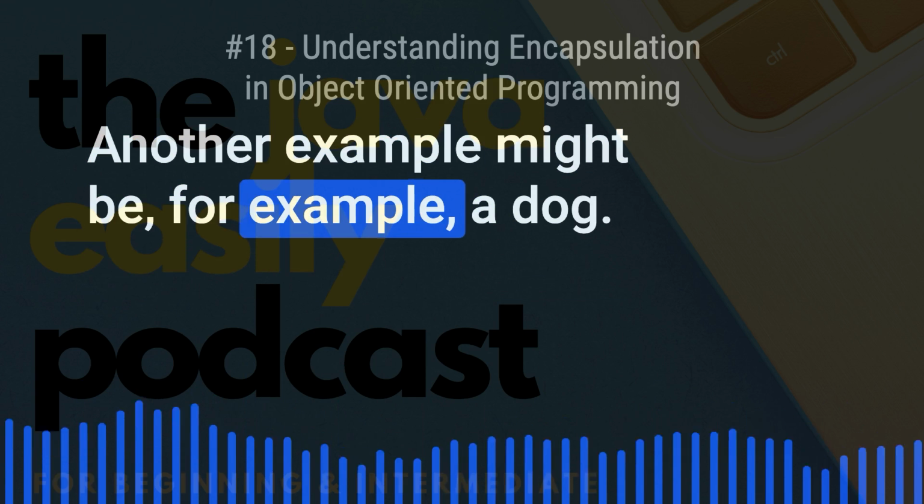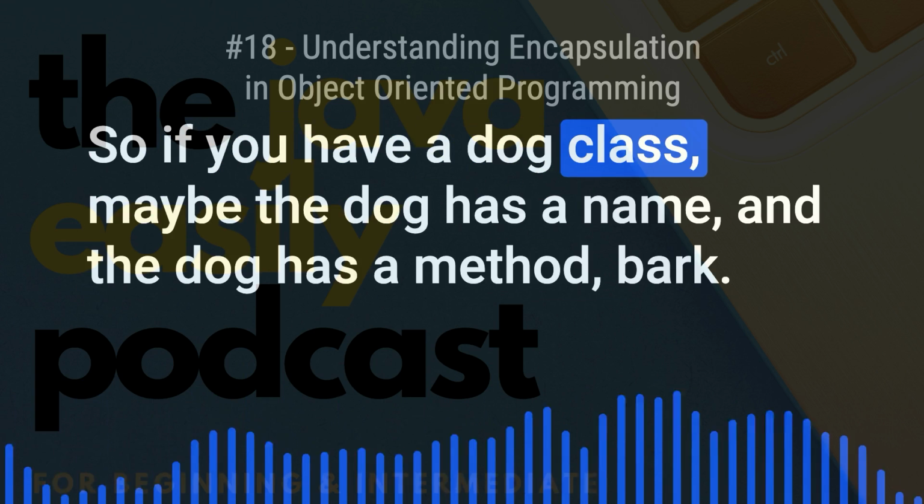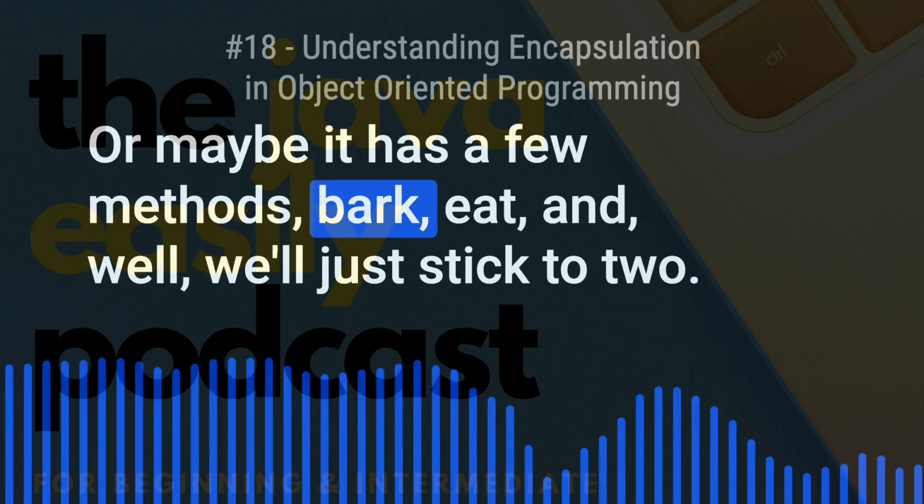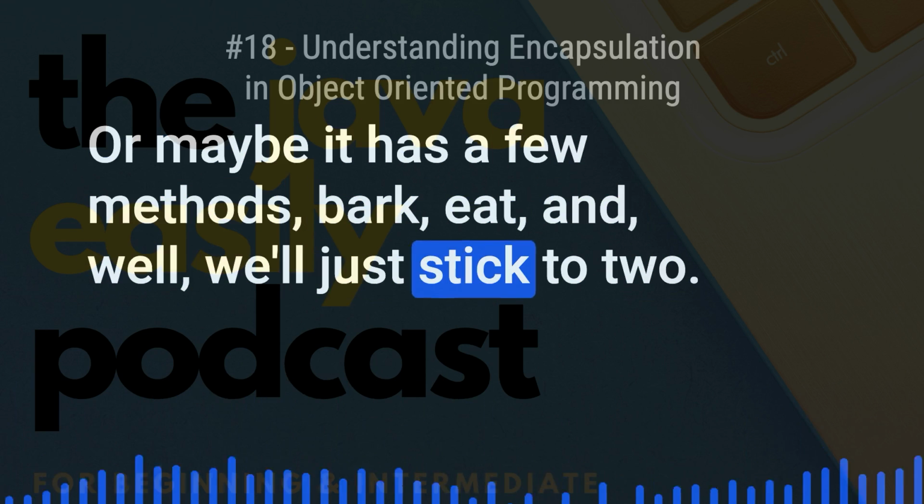Another example might be a dog. If you have a dog class, maybe the dog has a name and the dog has a method, bark. Or maybe it has a few methods: bark, eat, and, well, we'll just stick to two.